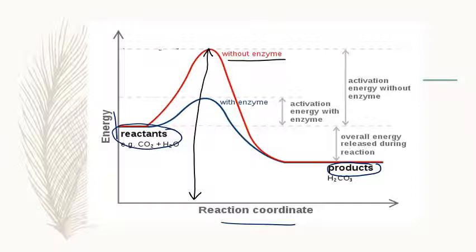And this is something with enzyme, and if you see the with enzyme part, the energy consumption is less, right? So you can see here everyone, this is the overall energy released during reaction. This is the activation energy without enzyme, and this is the activation energy with enzyme. So what you can see is the overall energy remains the same in both cases, but the difference is only in the activation energy. In one case the activation energy is high and in the other case the activation energy is low. Now the question is, what is activation energy?